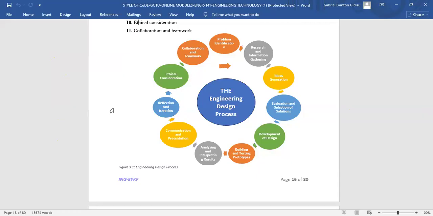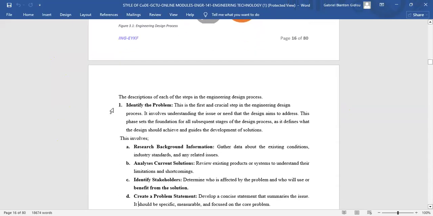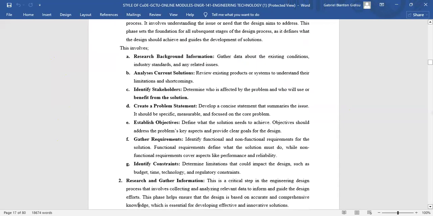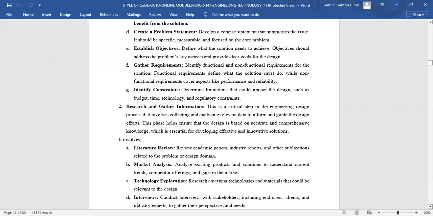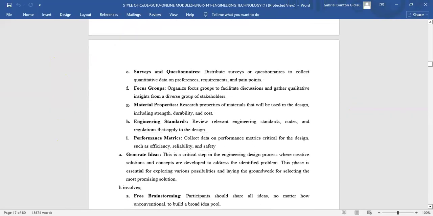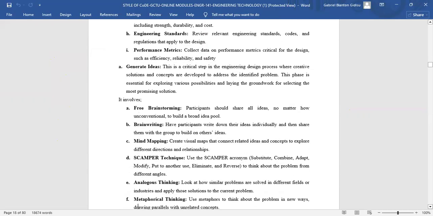So everything has been discussed here in the circular form. Under the problem identification, you have a long list. You have to consider all this. Material properties and all that you have to consider. Please read them.